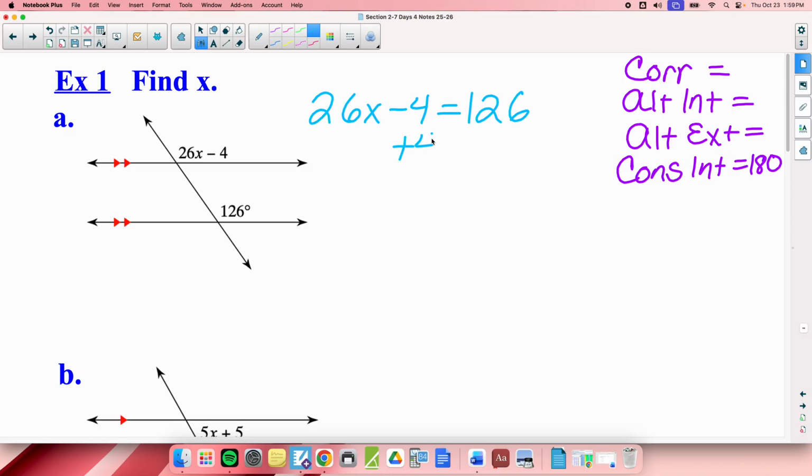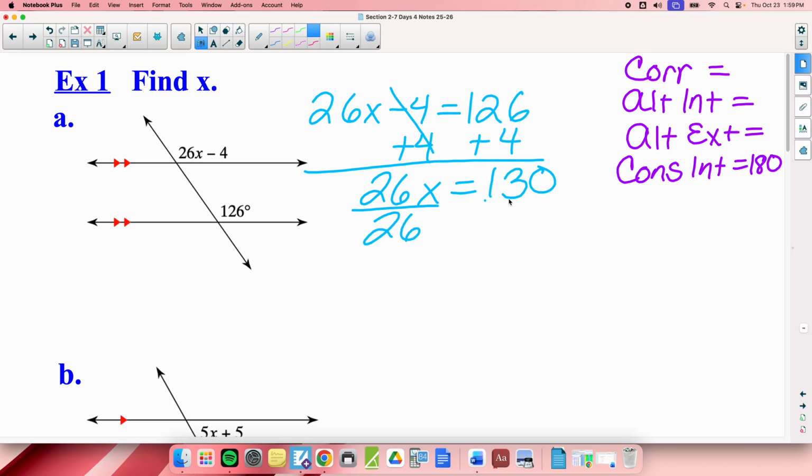So I'm going to add 4, and I get 26x equals 130. Divide by 26. 5. Is it 5? So our x is 5. Okay?